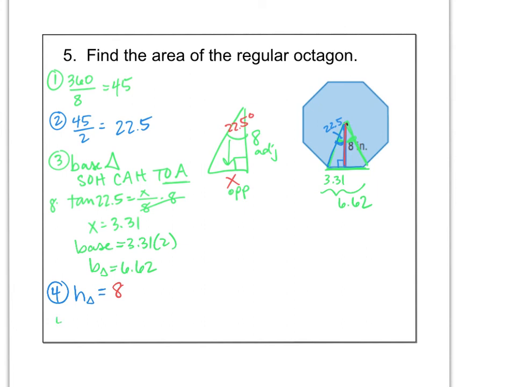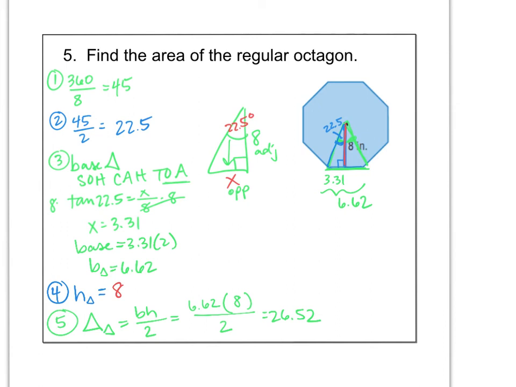Step number 5. Now you find the area of your triangle, which remember, it's base times height divided by 2. Well, the base was 6.62. The height is 8, and then multiply those together, divide by 2. When I do that, I get 26.52.